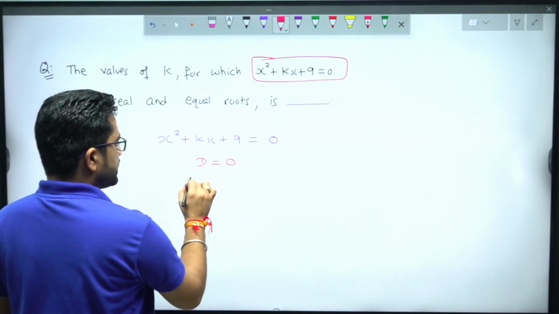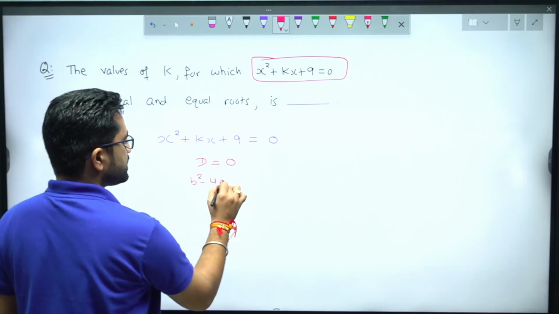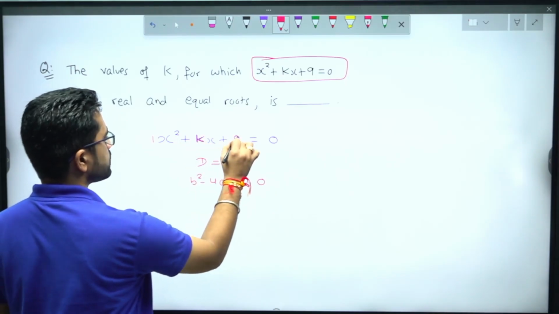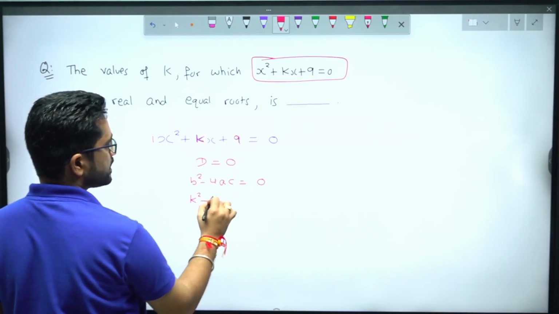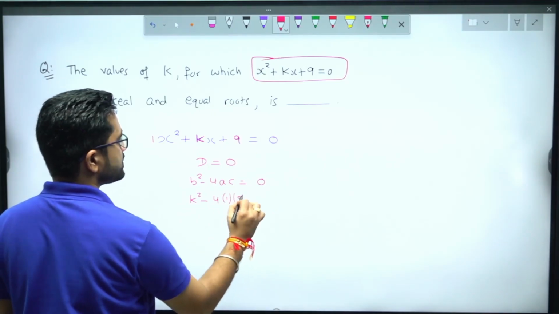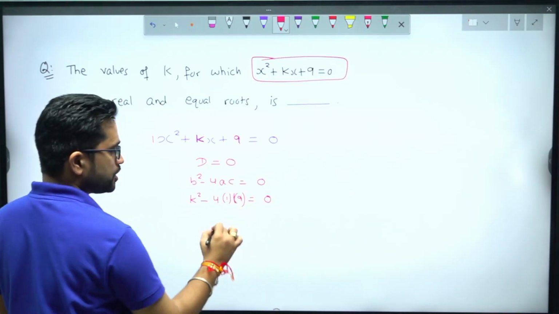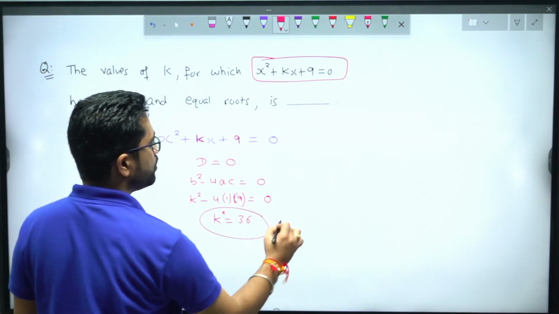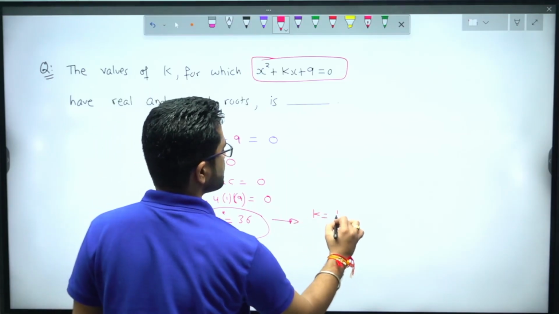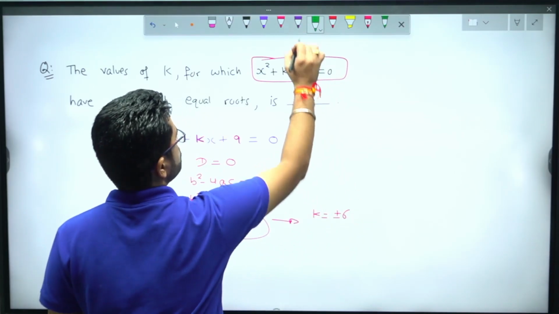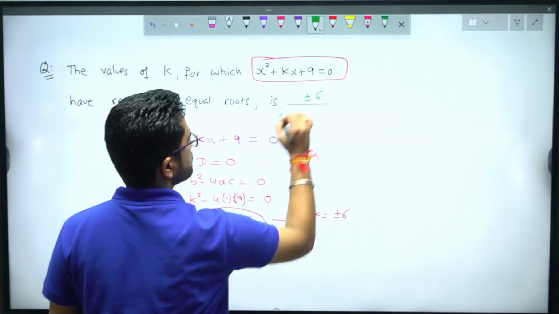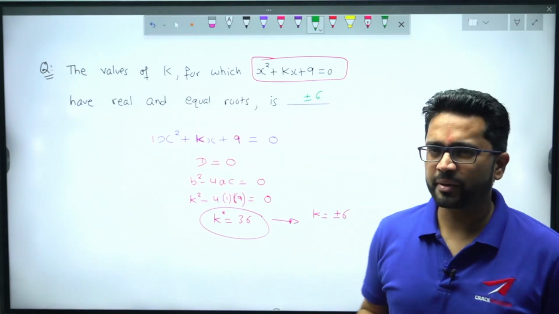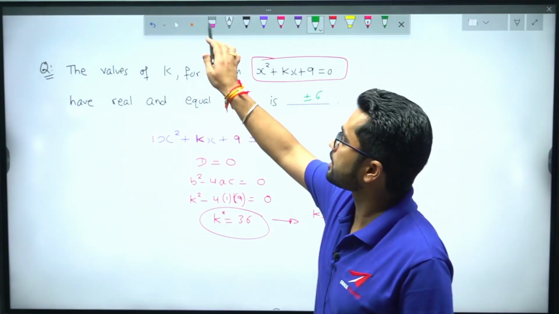So what is discriminant? That is b square minus 4ac, that should be 0. If you check, b is k, minus 4, a and c, that is supposed to be 0. So from here k square comes out to be 36, and the value of k would be plus or minus 6. So your answer is plus minus 6. Okay, it could be plus 6 as well as minus 6. Very easy, we have applied D as 0 and got the values of k.